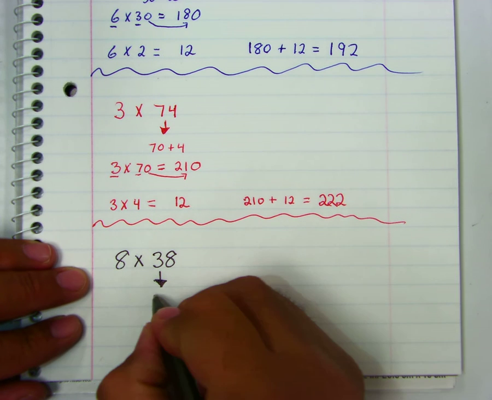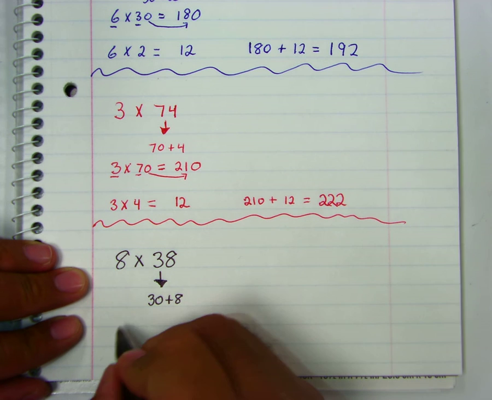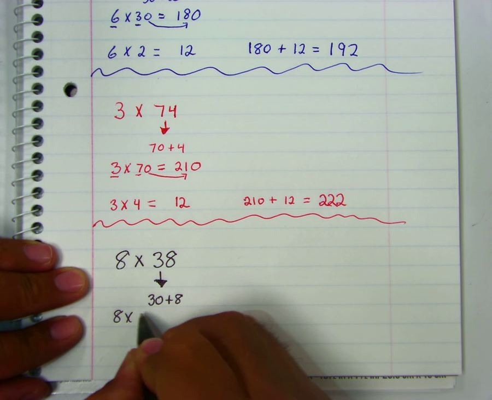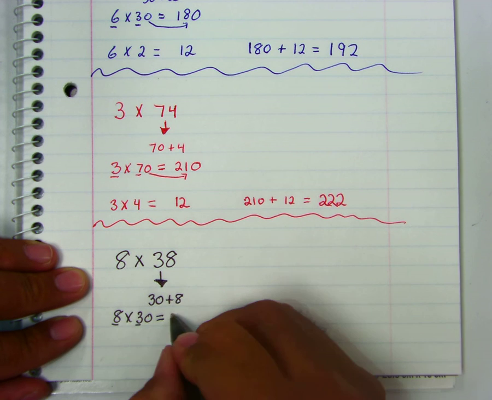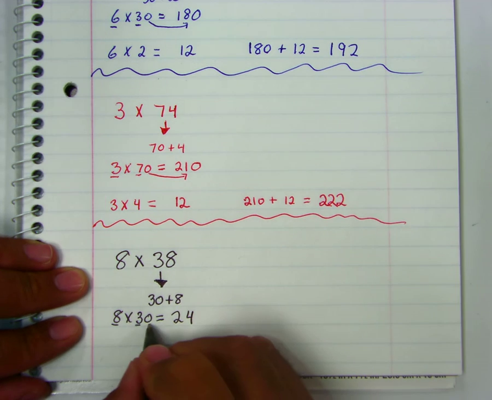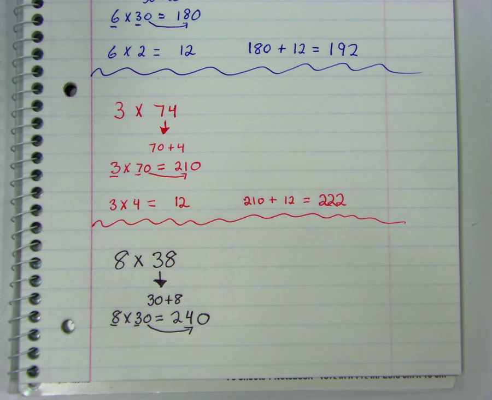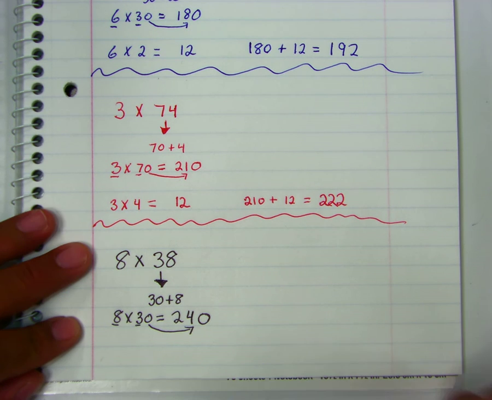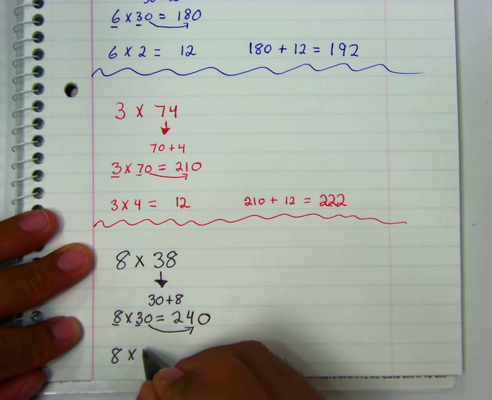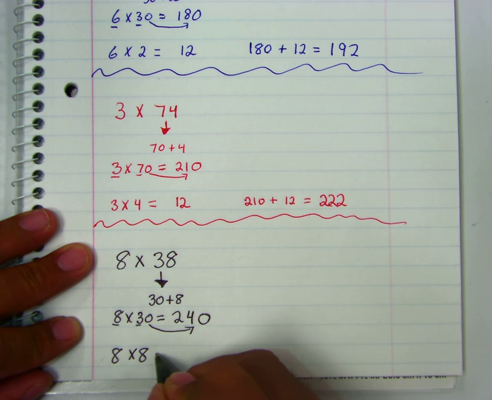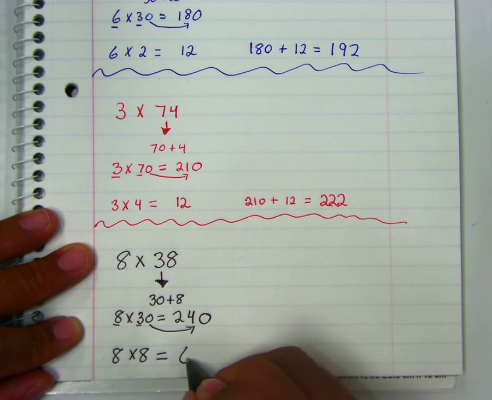So we have 38, and that becomes 30 plus 8. I'm going to do my first multiplication problem, which is 8 times 30. Our basic numbers, 8 times 3, that's going to be 24. I'm going to bring over my 0. So 8 times 30 equals 240. Now our next problem is going to be 8 times our last factor, which is 8. So we know that 8 times 8 is 64.